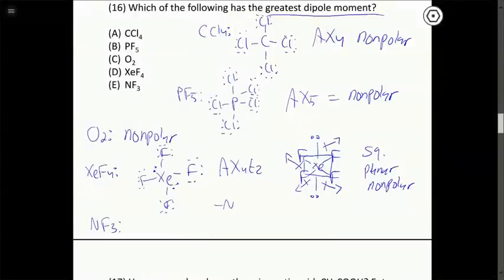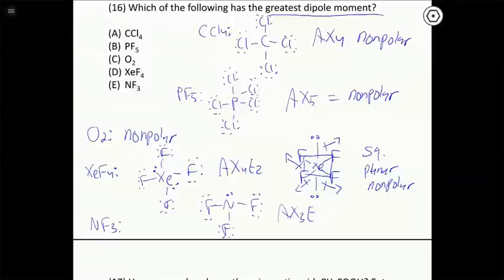For NF3, we're left with 1 lone pair on the central atom, AX3E. And no matter what the X's are, if you have 1 lone pair on the central atom, for any geometry, it's going to be polar.